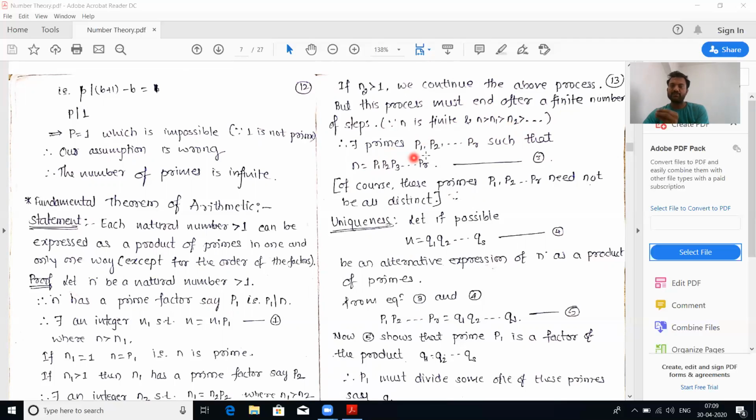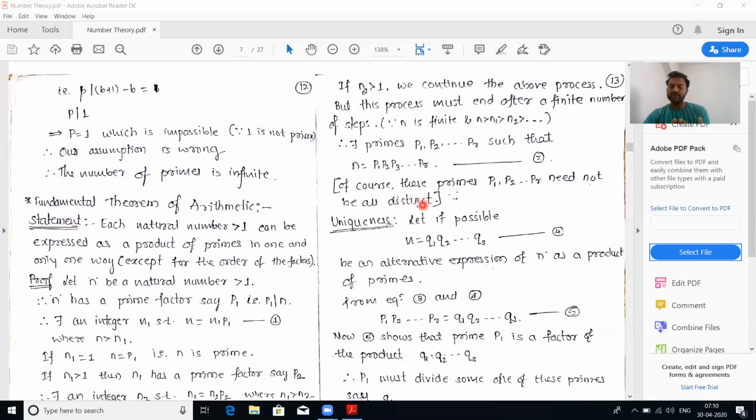Therefore, we get primes p1, p2, and so on up to pr, where the rth step exists and the (r plus 1)th step does not exist, such that n equals p1, p2, p3, and so on up to pr. That is equation 3. Each of these pi's is a prime number, so we have expressed n as a product of primes. Of course, these primes need not all be distinct. They may be repeated primes, but each of them is a prime number.